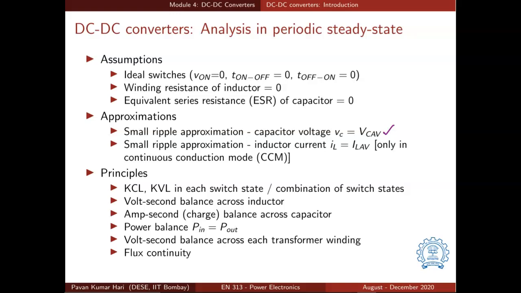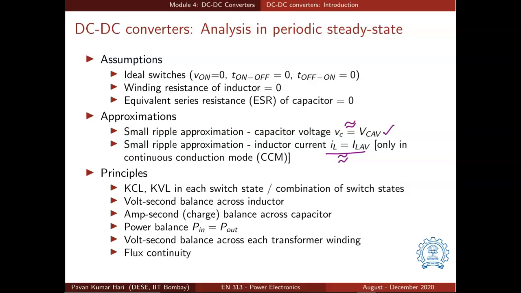The second approximation is again a small ripple approximation, on the inductor current, the current flowing through an inductor. When the current flowing through an inductor is continuous, this approximation can be applied under certain conditions. What are those conditions? When the peak to peak ripple is very small, or the value of inductance is such that the peak to peak ripple in current is very small, we can apply the second small ripple approximation, that IL is equal to IL average. In fact, an approximate symbol would have been better.